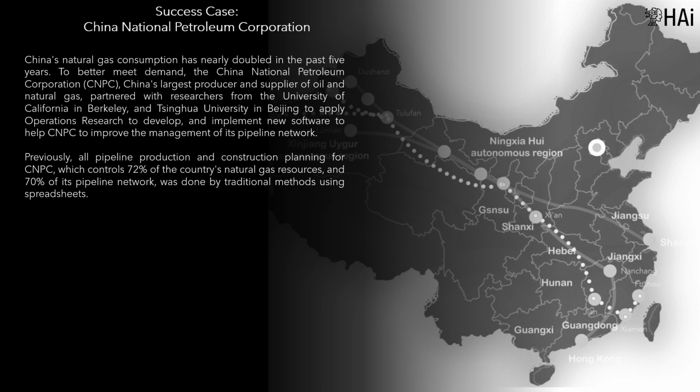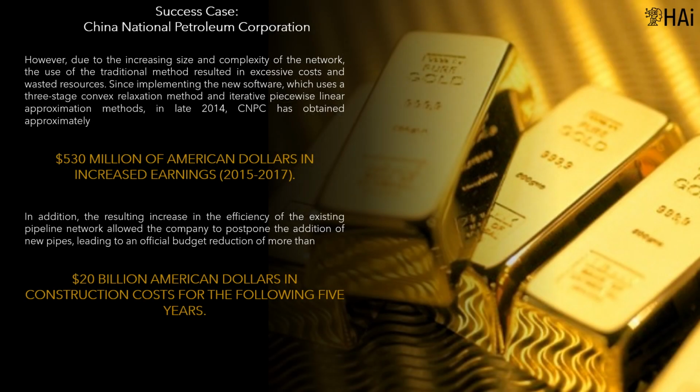Previously, all pipeline production and construction planning for CNPC, which controls 72% of the country's natural gas resources and 70% of its pipeline network, was done by traditional methods using spreadsheets. However, due to the increasing size and complexity of the network, the use of the traditional method resulted in excessive costs and wasted resources. Since implementing the new software, which uses a three-stage convex relaxation method and iterative piecewise linear approximation methods, in late 2014, CNPC has obtained approximately $530 million American dollars in increased earnings, 2015 to 2017.